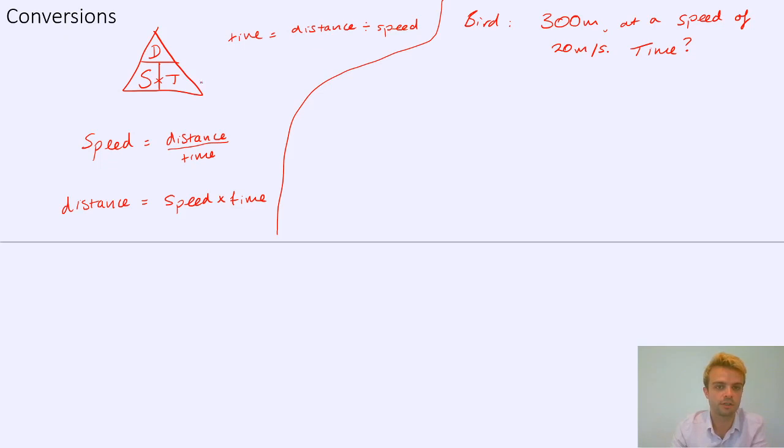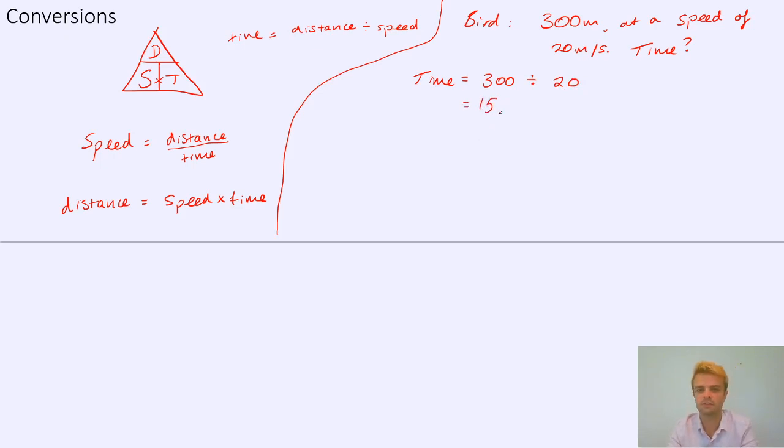Well, if we go back to our triangle, if I cover up time with your thumb or something, just cover up time, you're left with distance divided by speed, which we did right over here. Time is distance divided by speed. So to work out the time that it took, we take the distance, which was 300 meters, and divide it by the speed, which was 20 meters a second. And you could put that in a calculator, but that should come to 15.